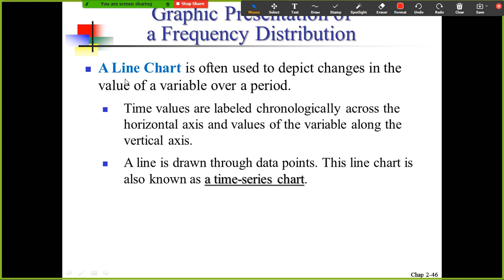A line chart is often used to depict or display the changes in the values of a variable over time, which we call time series. If you have time series data, a line chart is better, because time series data goes from year to year, period to period. Time values are labeled chronologically across the horizontal axis, and values of the variable along the vertical axis. A line is drawn through the data points. This is also called a time series line chart.